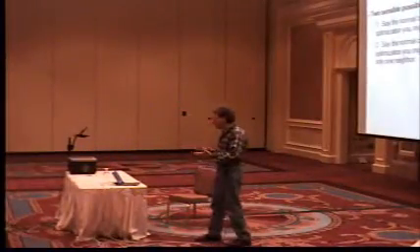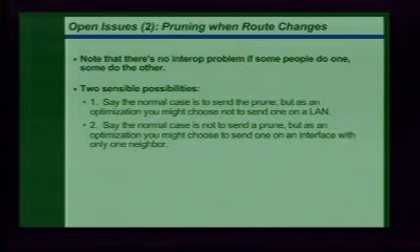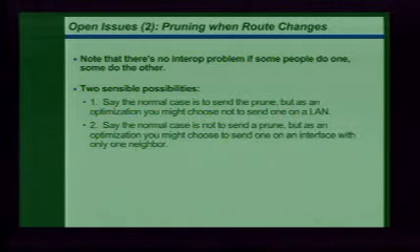So there are two sensible possibilities here. The first is to say the normal case is to send the prune, but as an optimization you might choose not to on the LAN. That's basically what the current spec says, except it doesn't say anything about the optimization. The second is to say that the normal case is not to send a prune, but as an optimization you might consider sending one on an interface where you've only got one PIM neighbor. I'm pretty much agnostic about this.